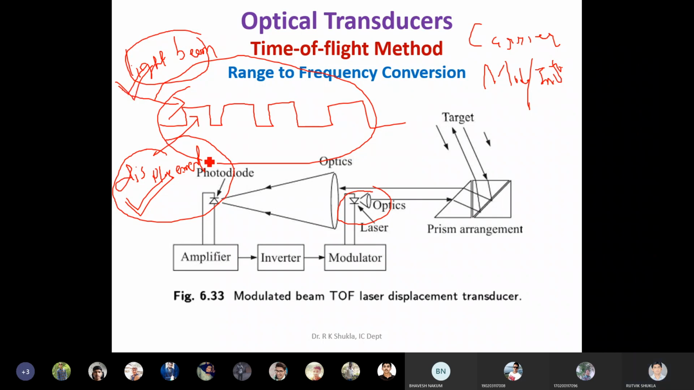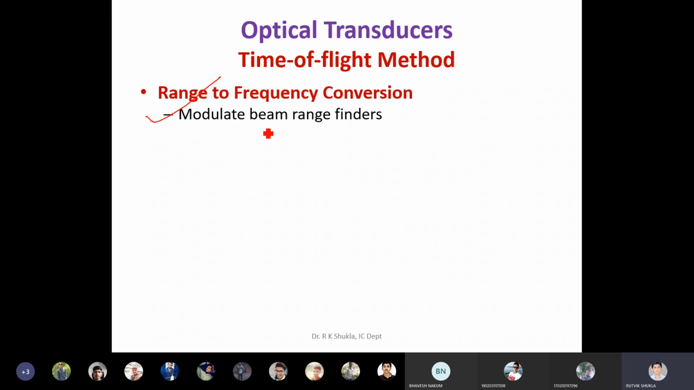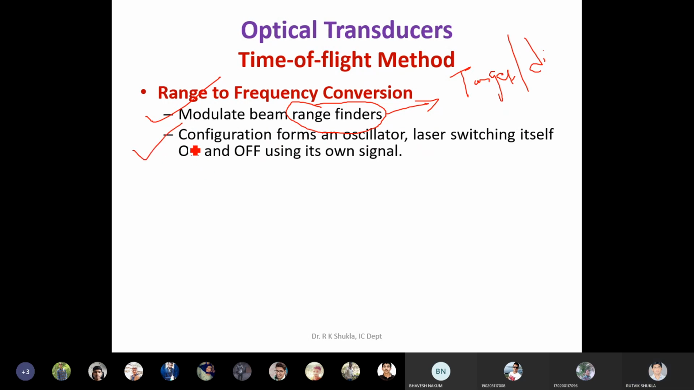That's why it contains a modulated beam. It is also called modulated beam range finders. Range means here we are talking about the range of target. Target ની જે range હોય ને એ. So ultimately that is your displacement D. This configuration forms an oscillator where the laser switches itself on and off using its own signal.